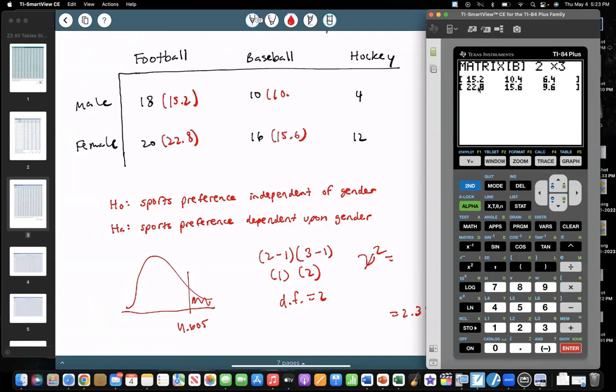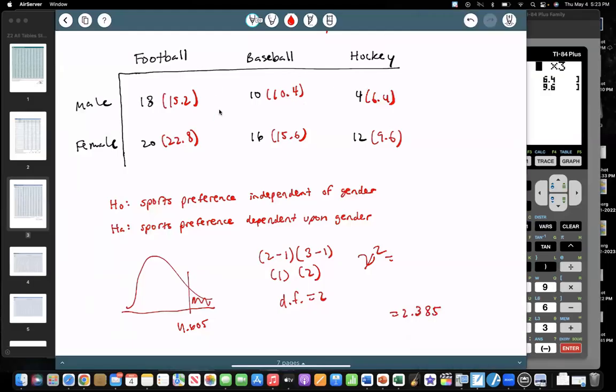So I do want you to write the expected for each of the categories. Okay, so remember to find the expected, for each element, you do the row sum times the column sum and then divide by the grand total. So you would do that for each one. So rather than doing that, you could have the calculator do it for you.